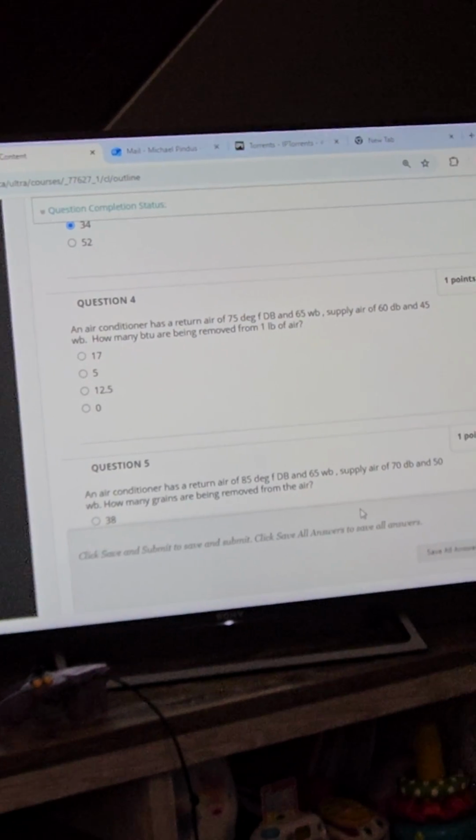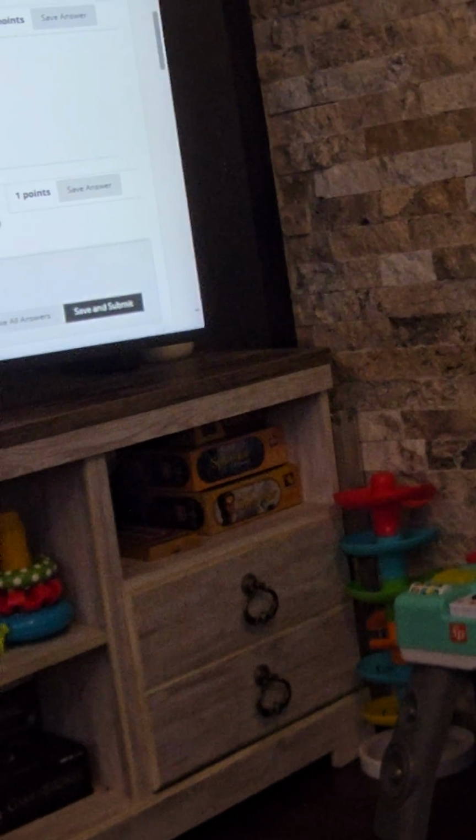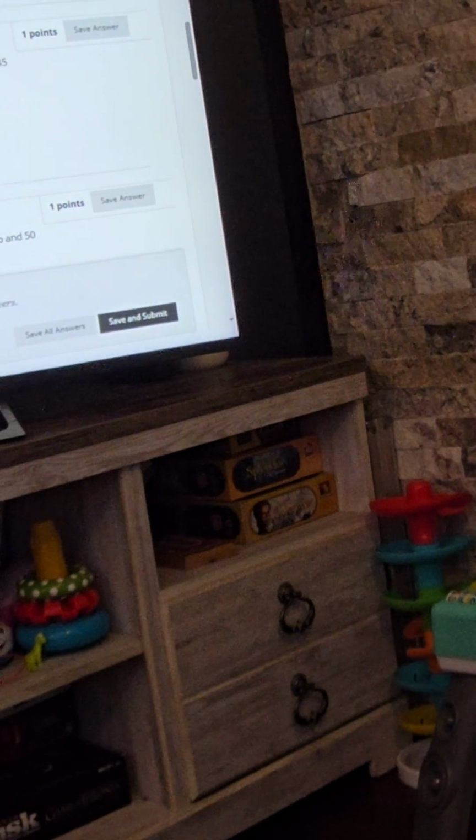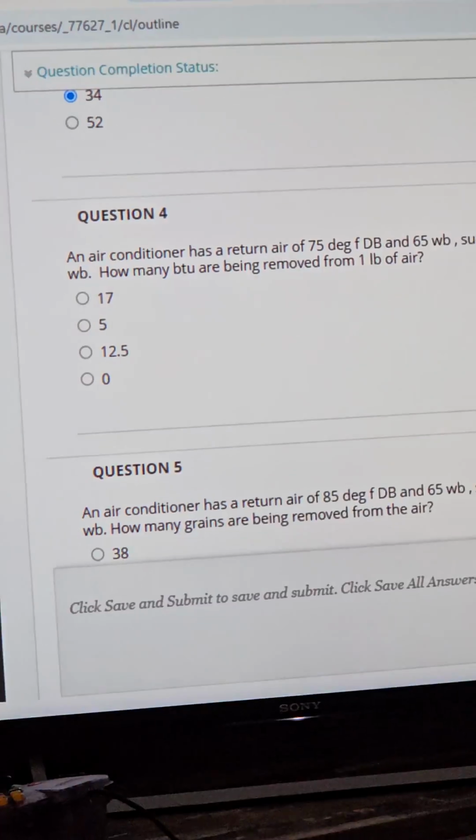13.8, and I see a 12.5. It's definitely not 17, so yeah, close enough. 12.5.